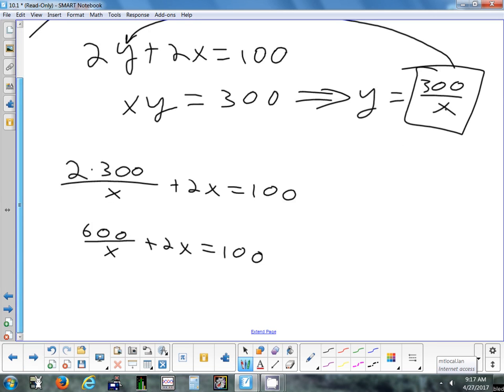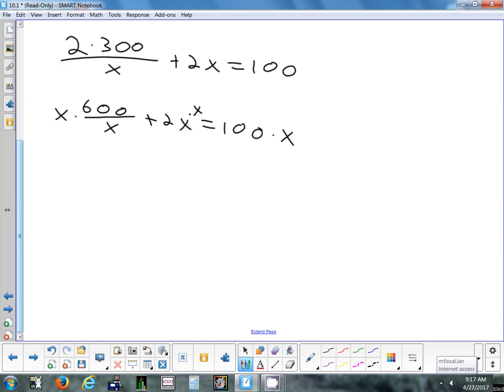You could move the 2x to the other side, but the problem is this x here. We don't want to have that x there. You could multiply everything by x. Okay? So when you do that, and you have to do it everywhere, what are you left with? 600 plus 2x squared equals 100x. Now that's what kind of equation? It's a quadratic. So now we just need to solve it.